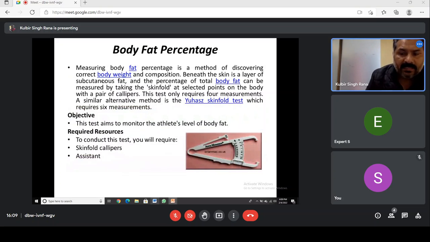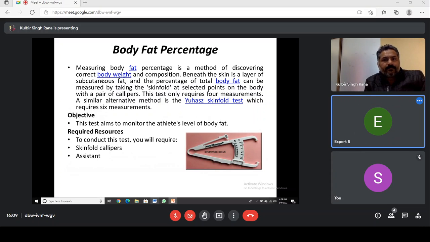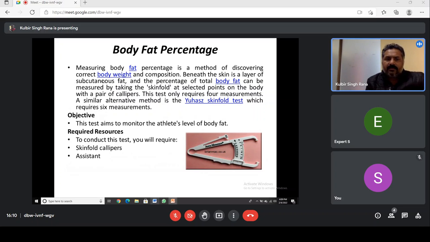Then the next test will be the body composition test. I think you have done this, right? Everybody, I think. Yes. In physiotherapy, using the calipers. So body fat percentage is calculated by using body calipers, or skin fold calipers, we can say. Those are the devices with which skin folds are taken from six areas, right?